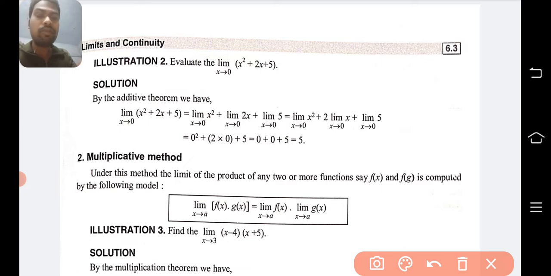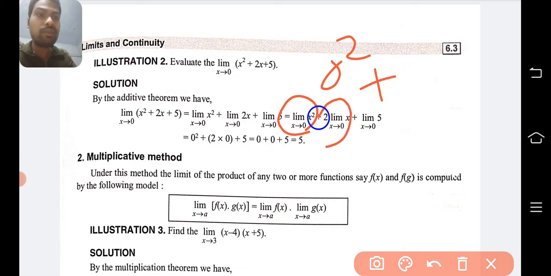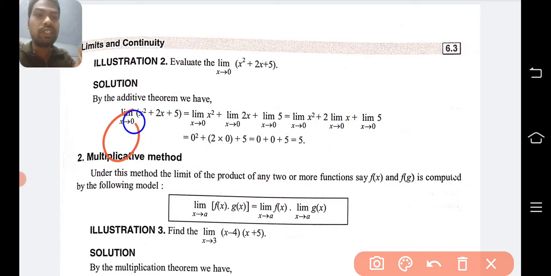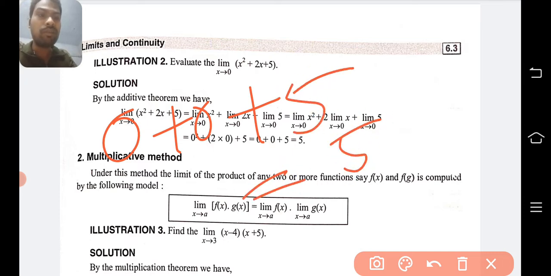So what will happen now? Put the value x equal to 0 wherever the x term is there. So here we'll put x equal to 0, which means 0 to the power 2, plus 2 into 0. Then plus, if there is no x term, then simply the limit value will be that exact constant term, that is 5. So we get 0 plus 0 plus 5, which is equal to 5. So here the limit of this function is 5.